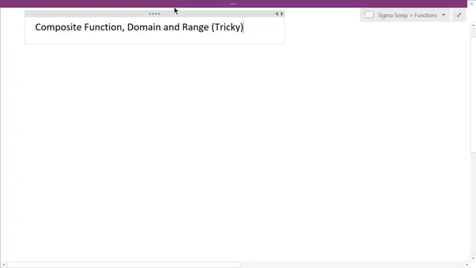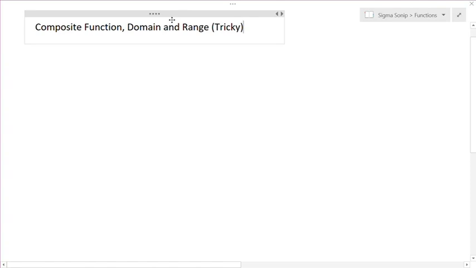Okay, so we're going to look at composite functions, their domain and range. Many questions and problems that we will see in this video are a bit tricky, but we'll start with the simple ones first. So what's a composite function? A composite function is one in which the output of one function becomes the input of a second function. So there's a convention to write it.